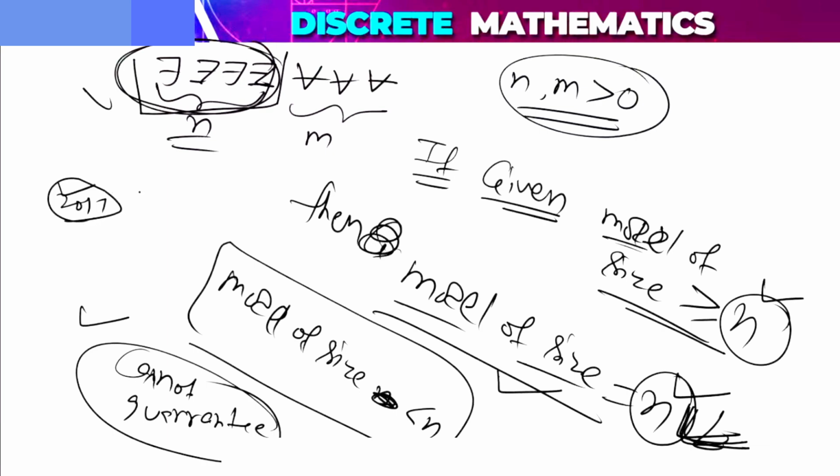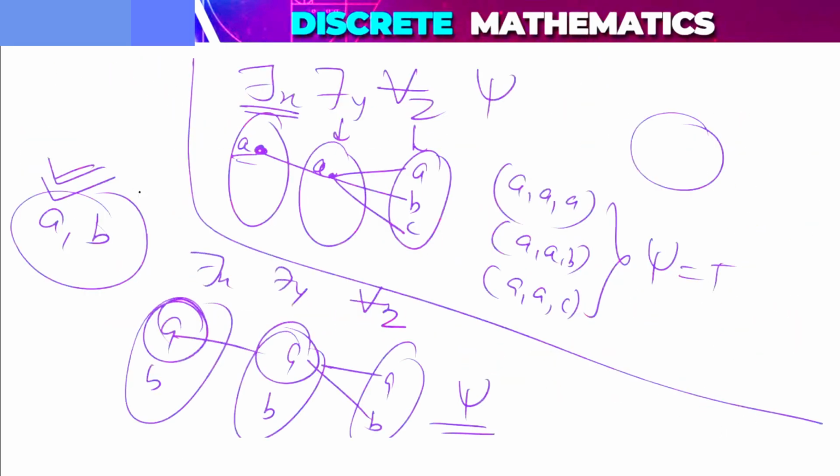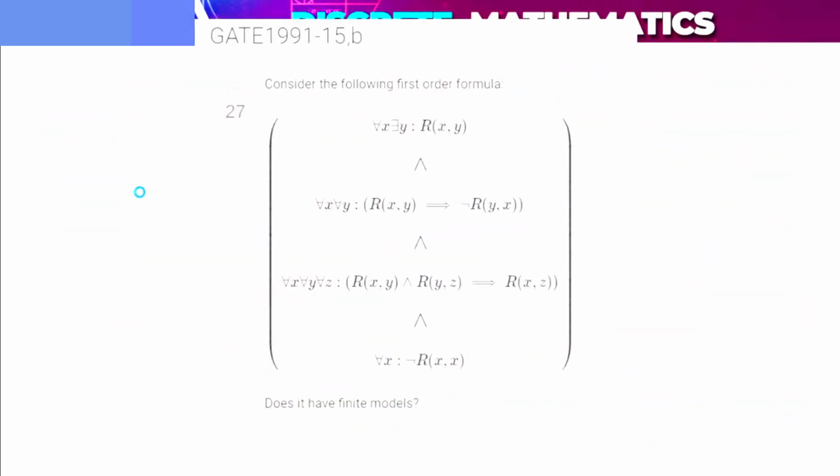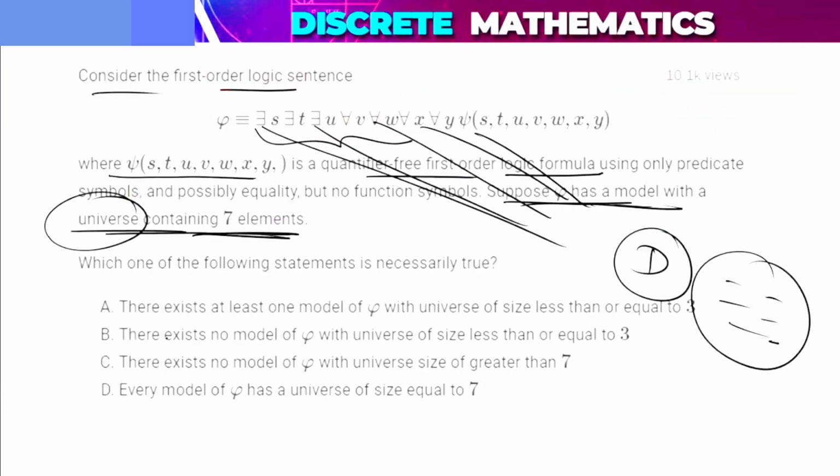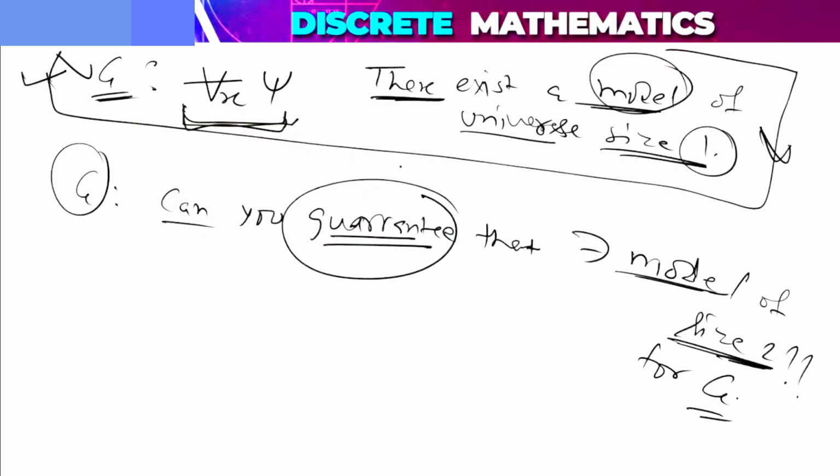Okay, so let's see the GATE 2017 question. Here you have your GATE 2017 question. You can see here he is giving there exists x, there exists s, there exists t, there exists u, then for all. So there are basically 3 there exist and 4 for all. Like this is given to you in the question.